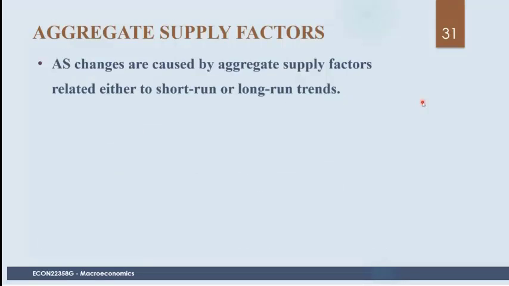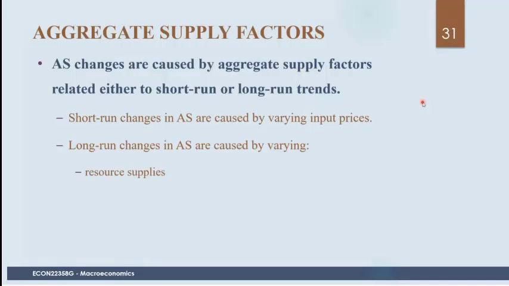So aggregate supply changes are caused by aggregate supply factors related to either short run or long run trends. Short run changes in aggregate supply are caused by varying input prices only. Okay, so the aggregate supply curve in the short run again can shift because of the potential output shifting, but it can also shift because of wages, since it's a short run supply curve. But the potential output will only shift if real things change. So things like resource supplies, productivity, government policies as well.